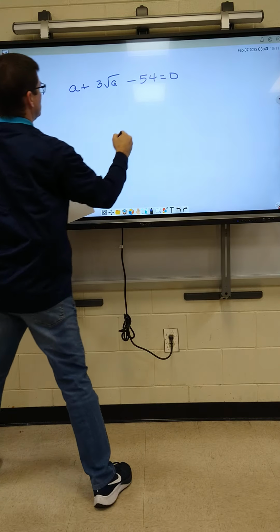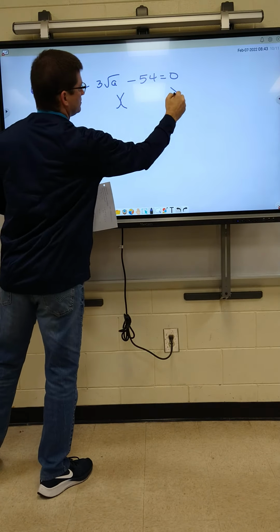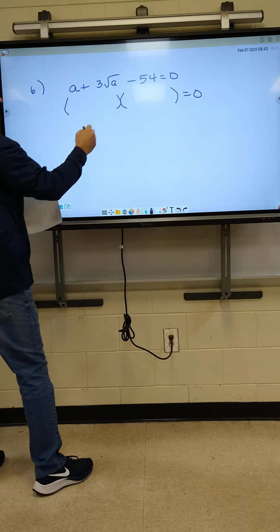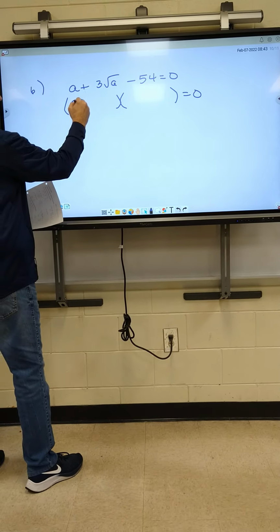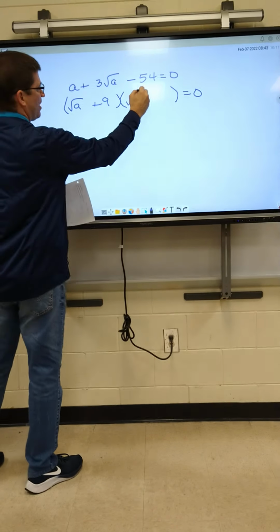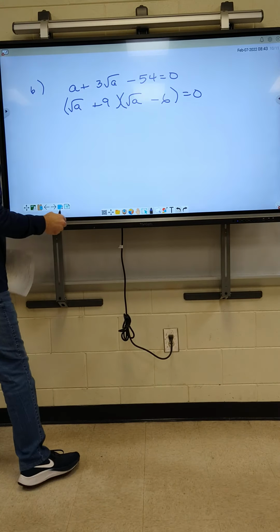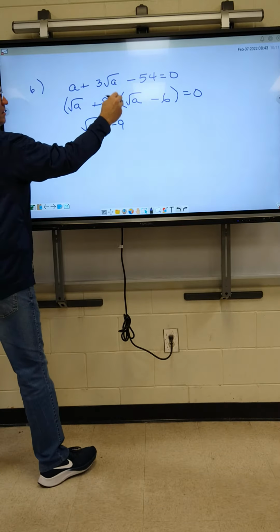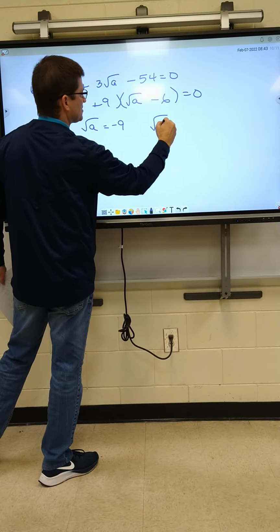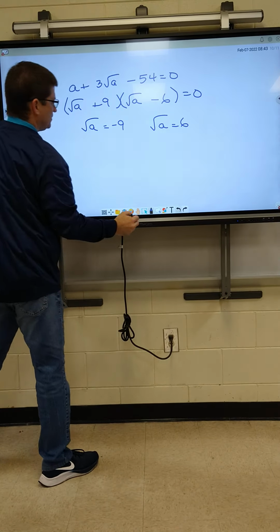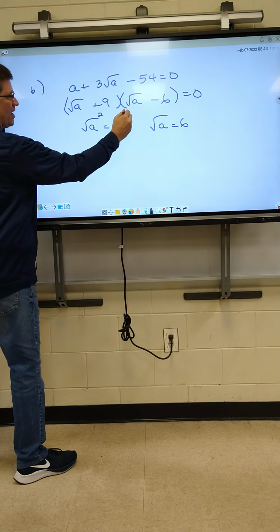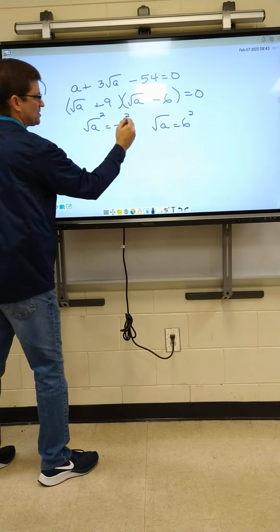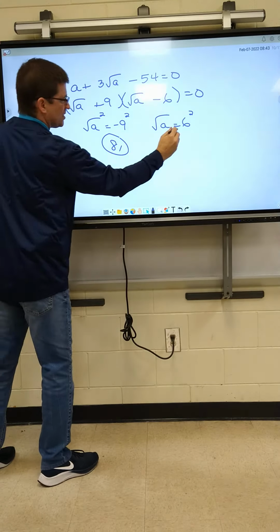All right, I know we've got to factor it. 54 is 9 times 6. So I've got a plus 9 and a minus 6. I'll move my positive 9 over. That's a negative 9. I'll move my negative 6 over. That's a positive 6. All right, so I square both sides. This answer's 81, this answer's 36.